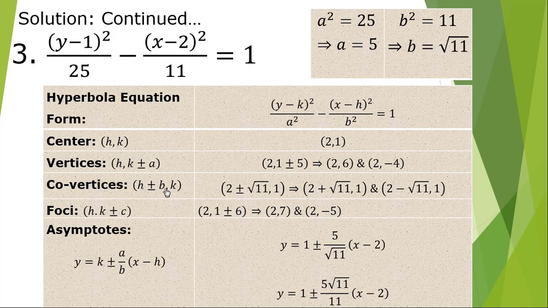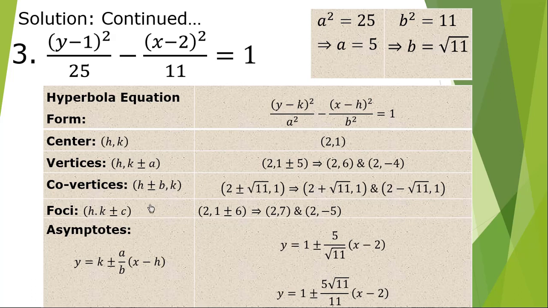Then the co-vertices, we have H plus or minus B, K. So our H is 2 plus or minus the B, which is square root of 11, and K is 1. So we have the two coordinates of the co-vertices. We have 2 plus square root of 11, 1, and 2 minus square root of 11, 1.